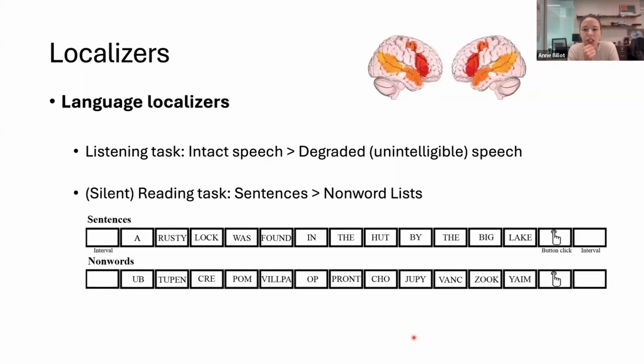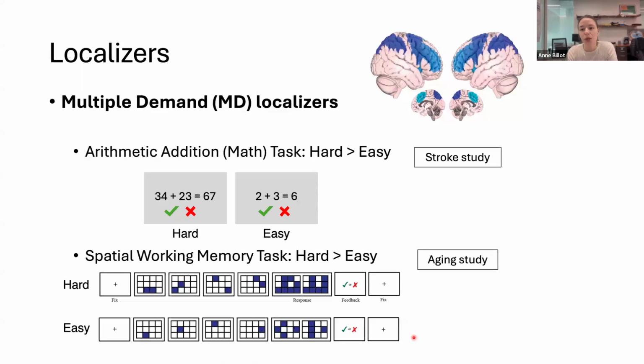To define functional regions within individuals for these two networks, we use different fMRI tasks that we call localizers that have been well validated in previous work to activate these two functional networks. For the language network, we use a listening task contrasting intact speech to degraded speech. And we also use a silent reading task contrasting sentences to non-words, as you can see here, an example on the screen. For the multiple demand network, we use an arithmetic addition task and a spatial working memory task where people have to remember the location of squares on a grid. And each task includes a hard and an easy condition. And this contrast between hard and easy has been shown to activate strongly the MD network across different types of stimuli. And it's really showing this difficulty effect or cognitive load effect.